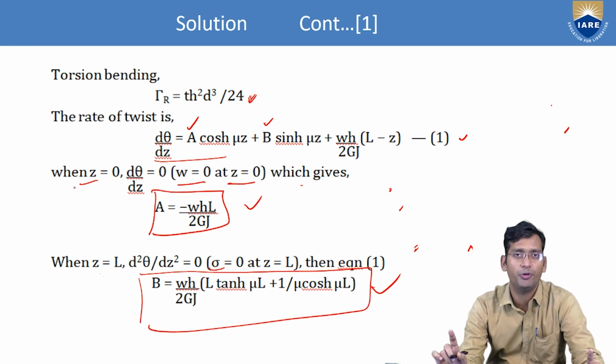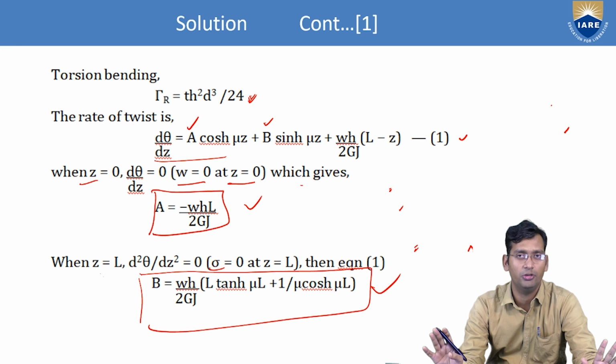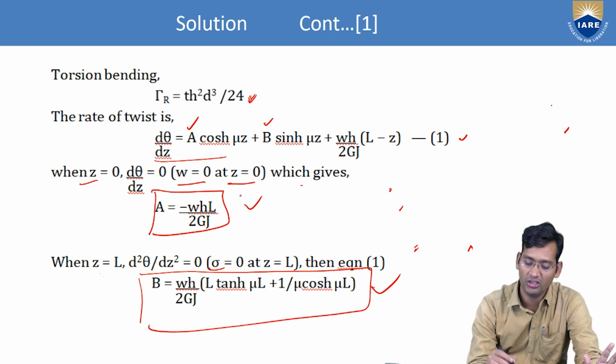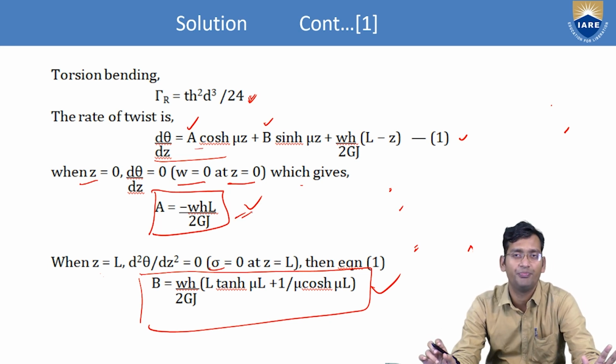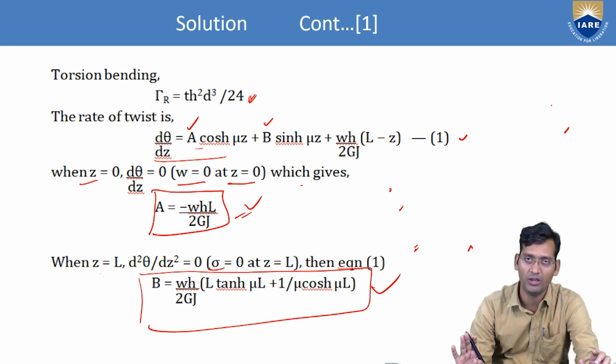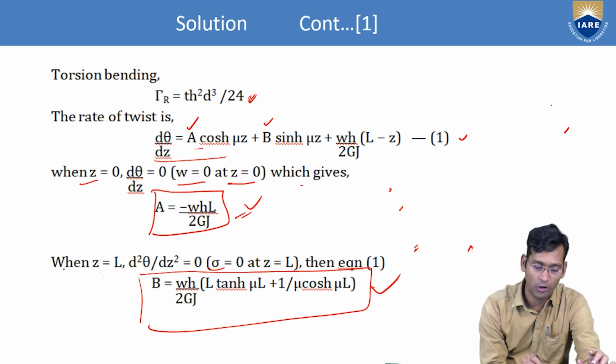At z equals 0, d theta by dz is 0, right? So after substituting here, you will get the value of a equals minus wh L by 2gj. Now we got a. Now what do we have to do? We have to find b. So how will we find b?